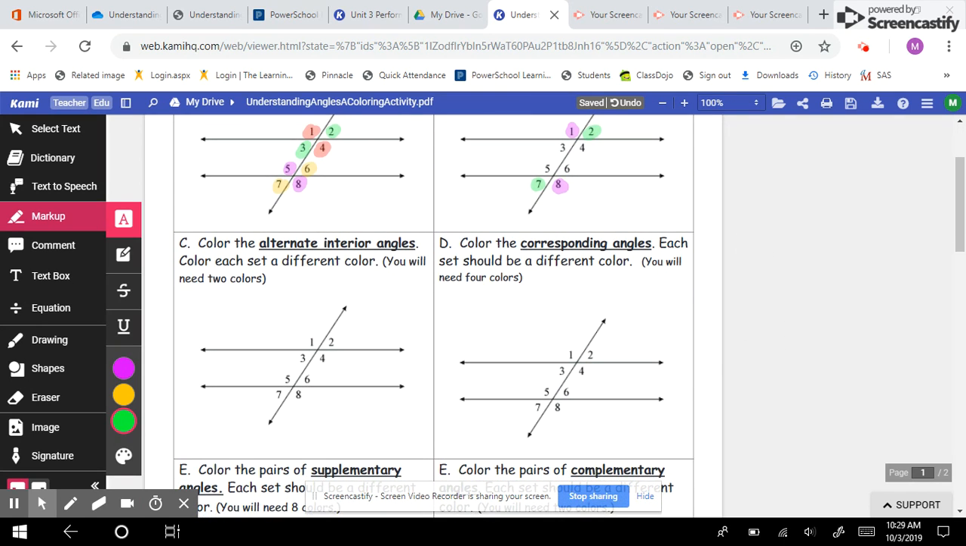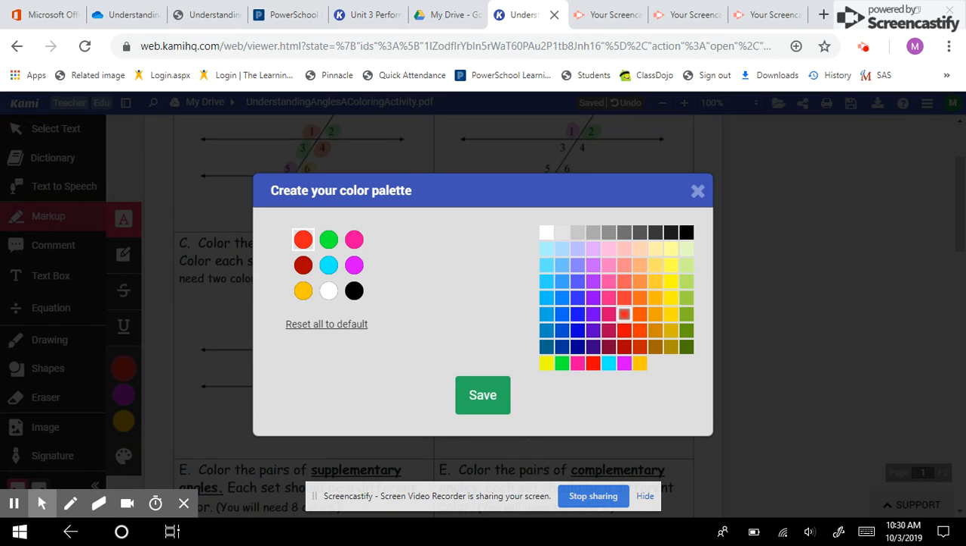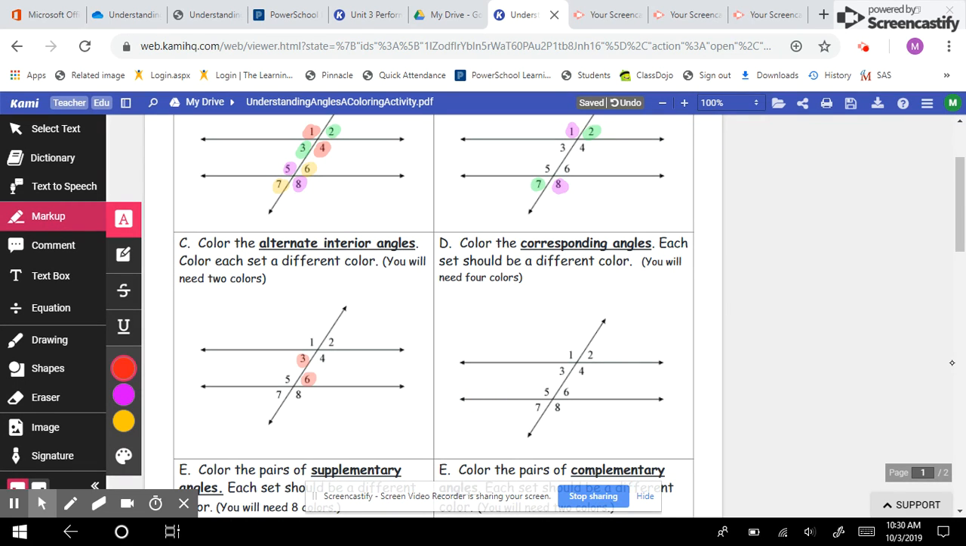The third one we're going to talk about are alternate interior angles. So we hear the word alternate, we're immediately thinking across the transversal, and the word interior, we're now thinking inside the parallel lines. So if I look at angle 3, the angle that would be across the transversal, still inside the parallel lines, would be angle 6. And again, there are two pairs of these. So angle 3 and 6, and angle 4 and 5.